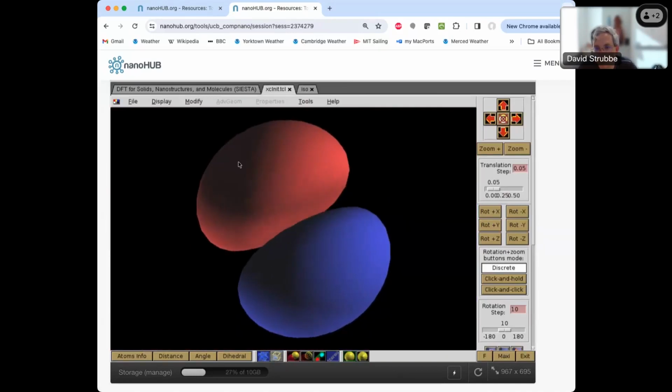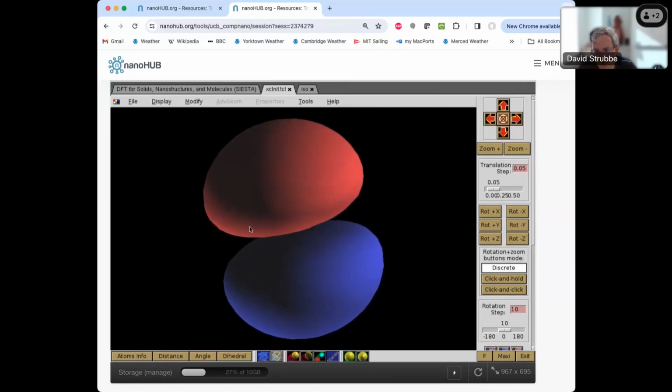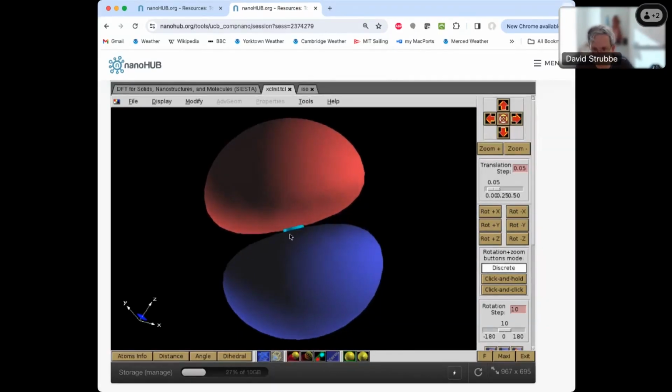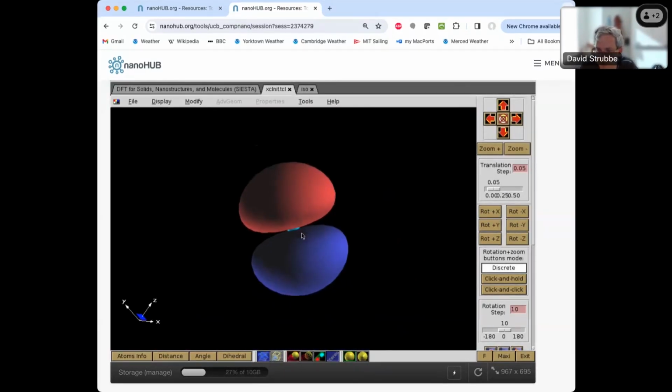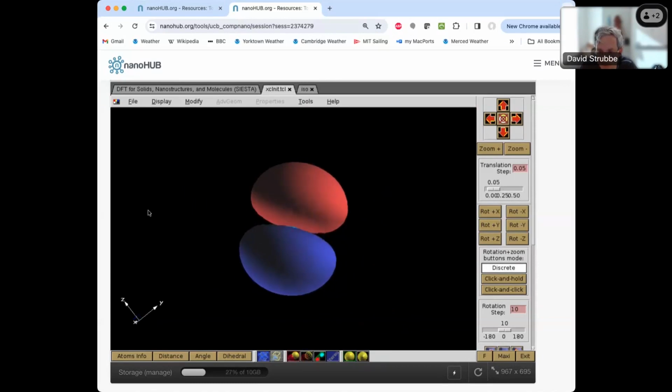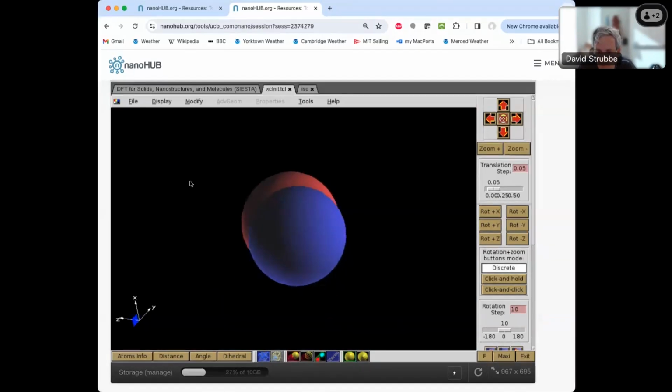And oh, okay, all right. Apparently, I'm mistaken. That's not 2s. The ordering is not quite what I thought. At any rate, that's the point of the visualization. So we see what we've got. So this is just a different 2p orbital, oriented in a different direction. That's come up here.